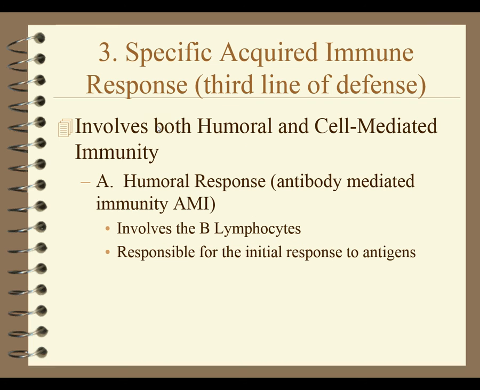The third thing is specific acquired immune response. This is our third line of defense. This involves both humoral and cell-mediated immunity. Humoral response is antibody-mediated immunity, so AMI. So anytime you see humoral, think antibody-mediated. And that involves B lymphocytes. So that's responsible for our initial response to any antigen that we've come into contact with.